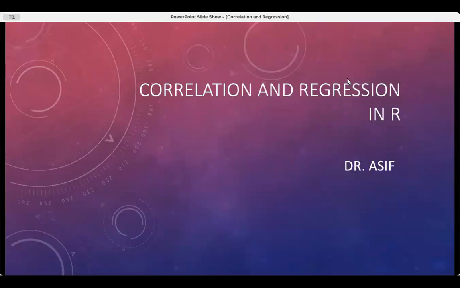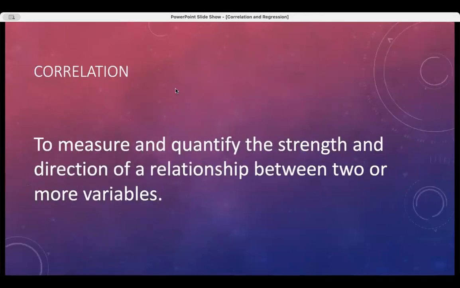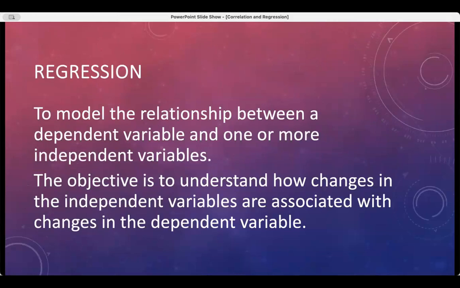This video is about correlation and regression analysis using R. Correlation is defined as measuring and quantifying the strength and direction of a relationship between two or more variables. And then the next one will be regression analysis. In regression analysis, we model the relationship between a dependent variable and one or more independent variables. And the objective of regression analysis is to understand how changes in independent variables are reflected in the dependent variable.